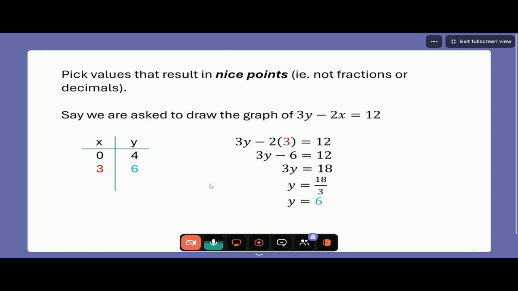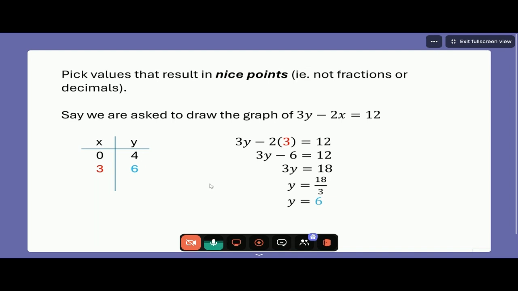If you really don't like that, don't worry. Later on in the chapter, we develop some more methods for graphing. I was going to say shortcuts, but they're often actually not shorter. They often take longer than just quickly finding 2 points. But they will work in any situation, which is nice.